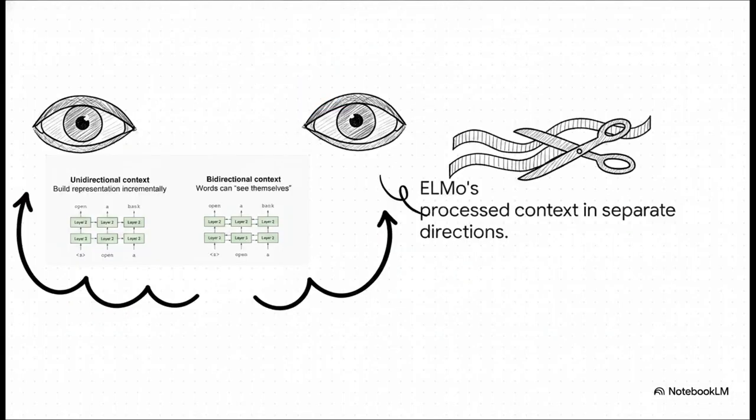You see, ELMo had this key limitation. It was kind of like trying to read a sentence with one eye closed. As this slide shows, it would analyze the context to the left of a word, and then in a totally separate process, it would analyze the context to the right. Then it would just kind of smush those two views together. It wasn't able to process the entire sentence and all its rich context at the exact same time.